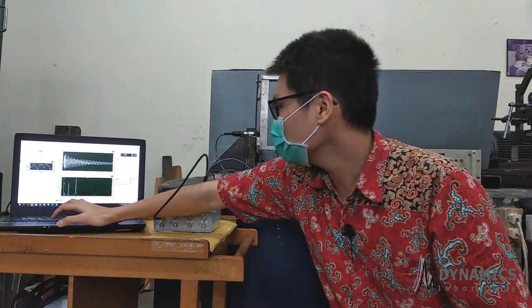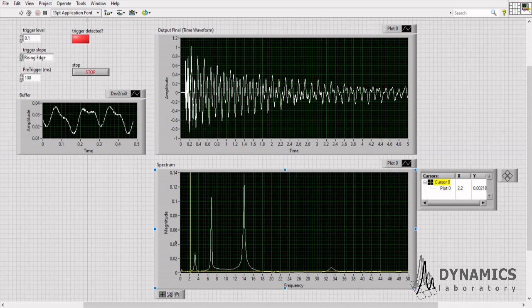In the LabVIEW program, you can see in the lower graph, I show you the spectrum from the vibration response. And you see there are three peaks. There are three spectrum peaks which may indicate the natural frequency of the system. The first one is 3.2. You can see on your right. The second one is 6.8, and then the last one is 14.